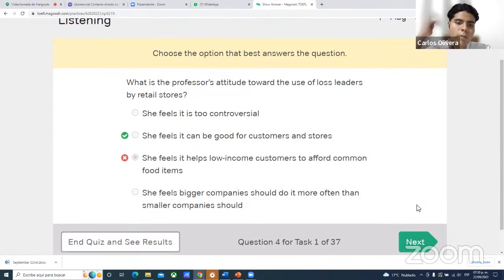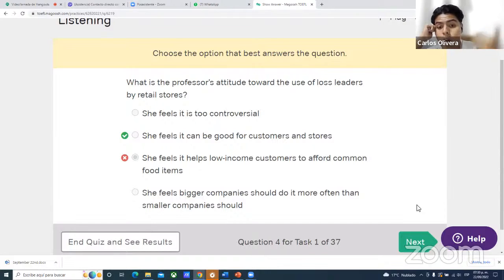What about this one? What is the professor's attitude toward the use of loss leaders by retail stores? This is a personal attitude question, right? As we have seen yesterday. And remember that you can know this by paying attention to the intonation and to the word choice of the speaker. In this case, her opinion was that she feels it can be good for customers and stores. And I remember there was a particular phrase in the lecture when she said that, right? That by using this particular technique, not only stores, but also customers basically end up winning something.